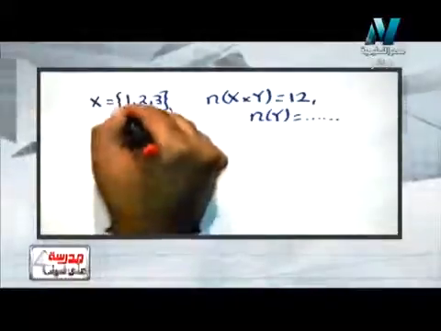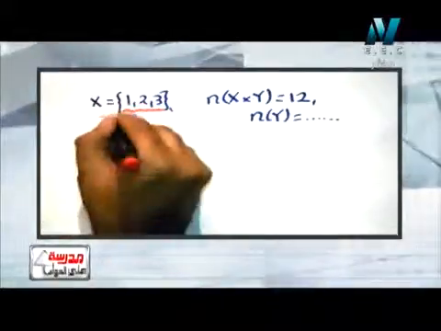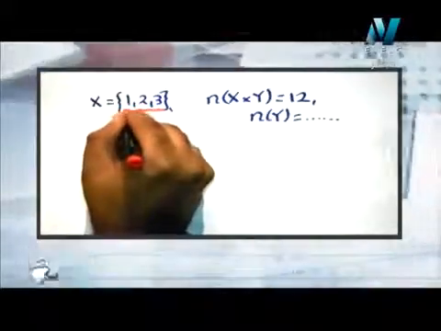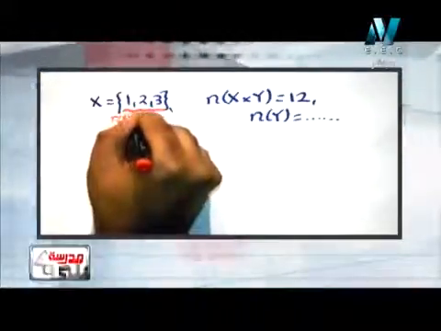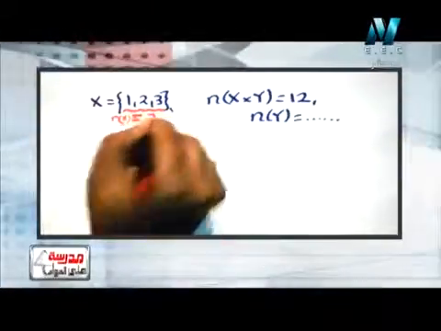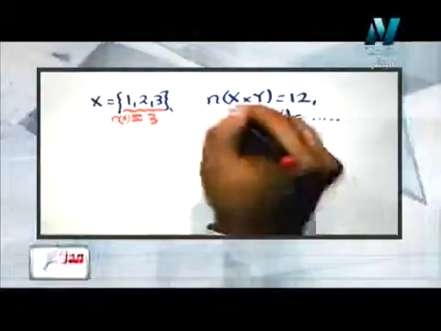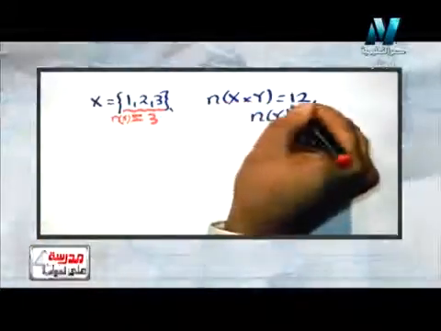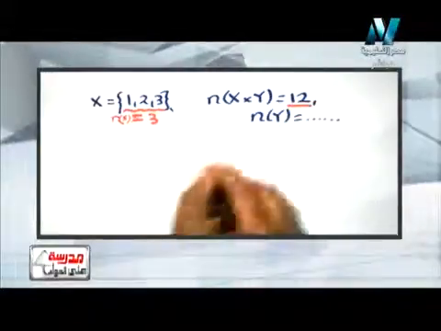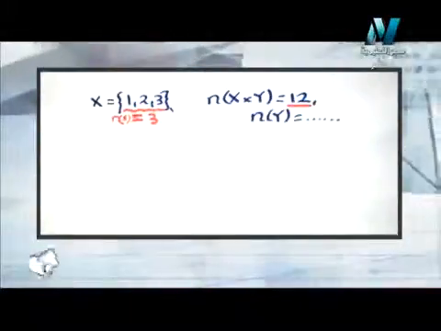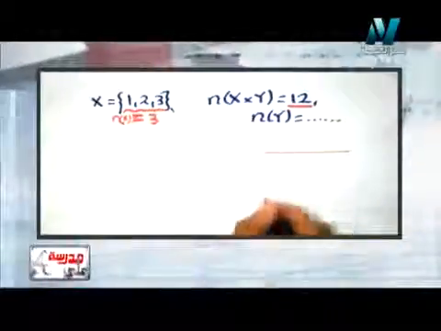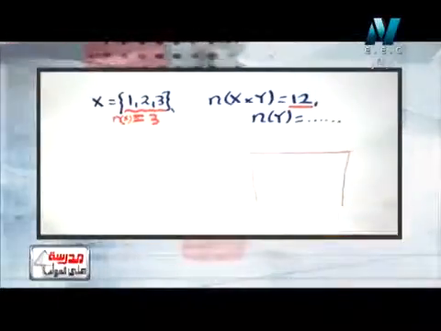So here I say n of x equals 3. Now what about n of x product y equals 12? Can you find the number of elements of y? Very simple. You can explain this part by multiplying.